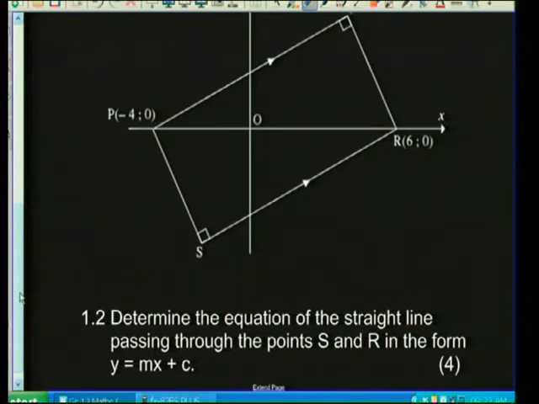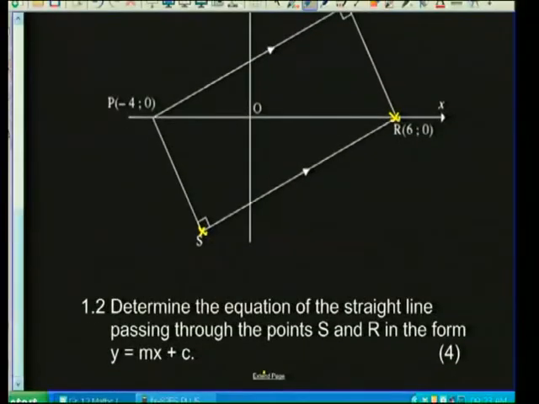It says, determine the equation of the straight line passing through the points S and R. So I'm going through S and R, in the form of y equals mx plus c. Well, in the initial question, they said to me it's a rectangle. And a rectangle tells me that the opposite sides are parallel. And because they're parallel, it means that the gradients are the same. So I've already worked out the gradient of PQ.